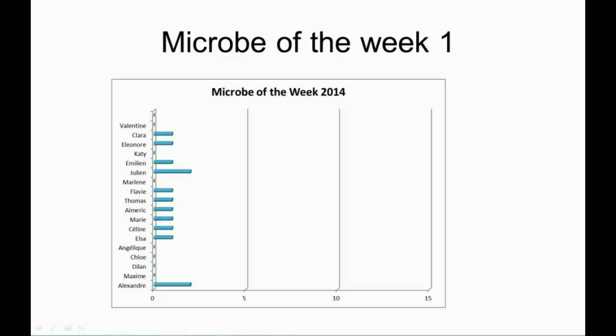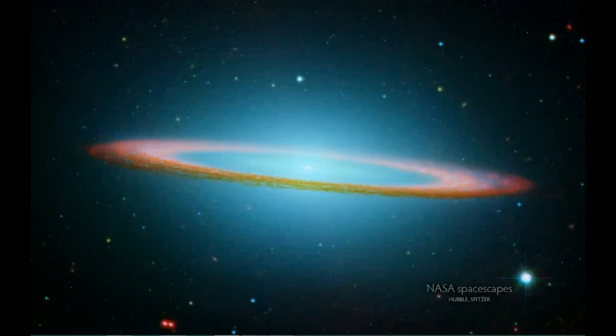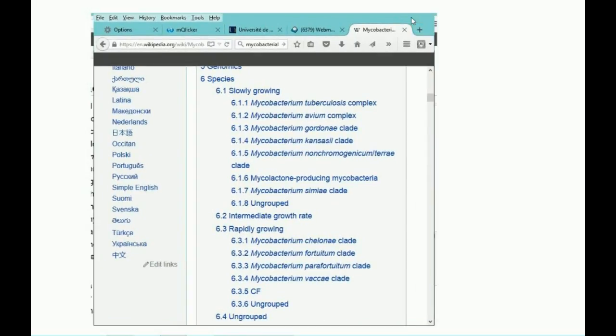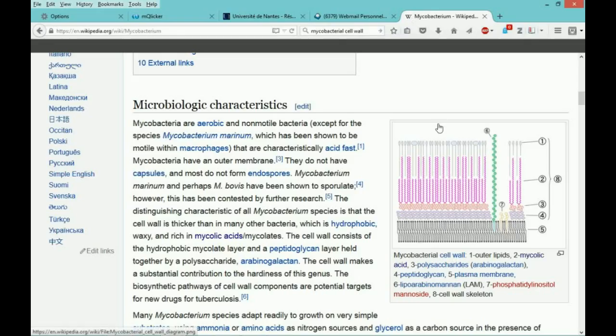I have to quit presentation here, and then it will allow me to give you. Ah, okay, it's this one. Right. Okay, just look at Wikipedia, mycobacteria, and it will give you some hints.